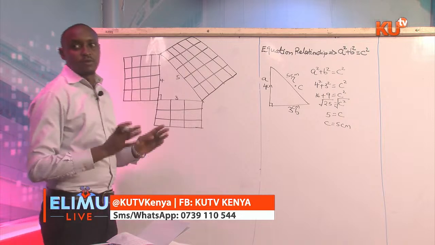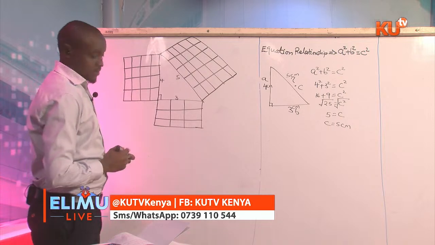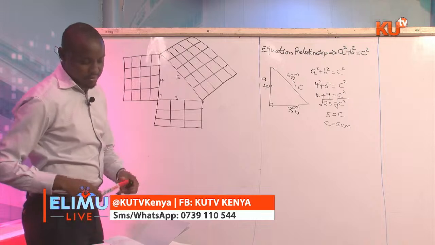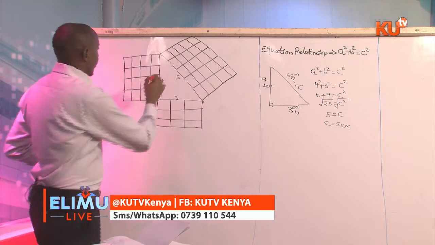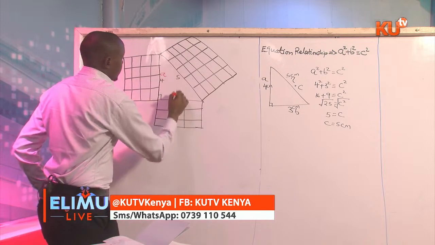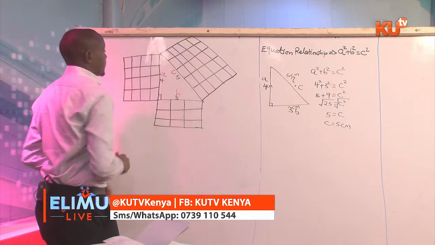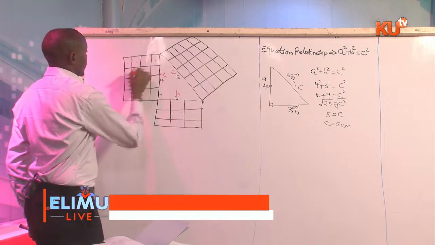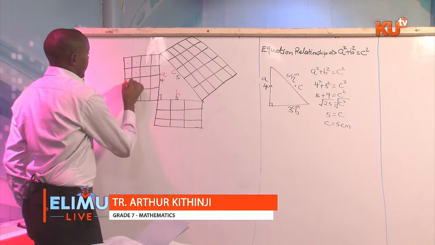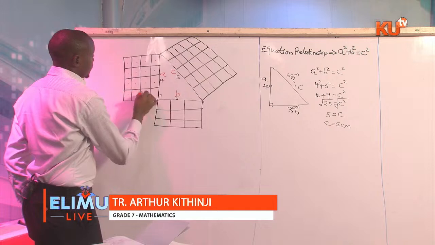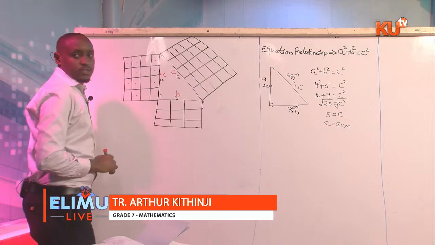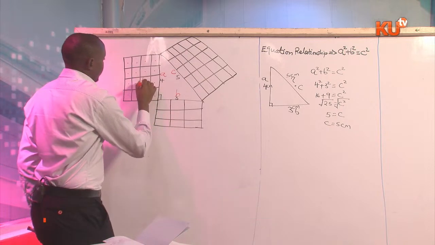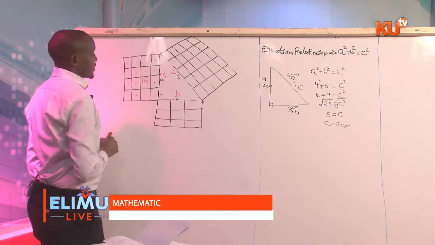So now let's count the sum of the squares. Let's start with our A. This is our A, this is our B, and this is our C. So for our A, we have 1, 2, 3, 4, 5, 6, 7, 8, 9, 10, 11, 12, 13, 14, 15, 16, which means it's the square of 4. So the total number of squares here are 16.